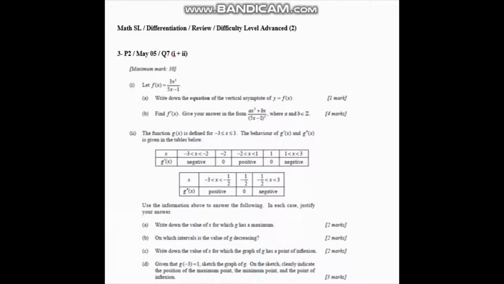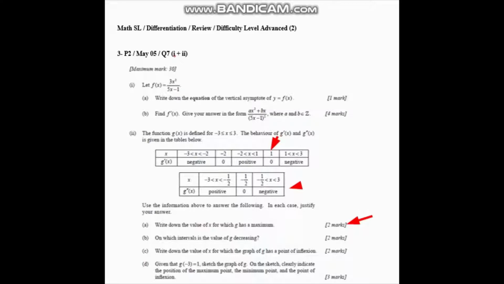So g dash is 0 either here or here. So I just need to figure out which of these corresponds to a negative g double dash. So g double dash is negative in this range, negative half to 3. So negative half to 3 is the range that I want, hence I'm going to choose the 1. So when x equals 1, g dash is 0 and g double dash is negative. So this is for question A. The answer to question A is x equals 1.